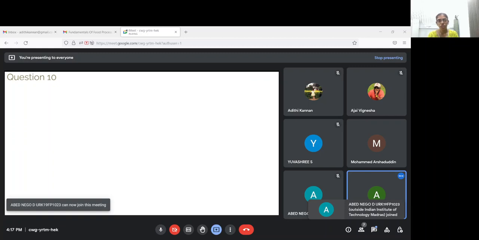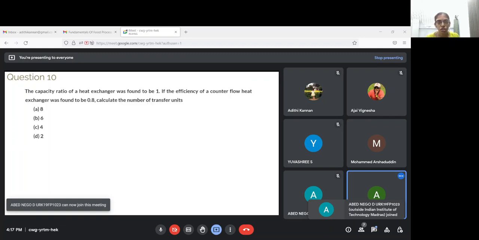Moving on to the last question. The capacity ratio of a heat exchanger was found to be 1. If the efficiency of a counterflow heat exchanger was found to be 0.8, calculate the number of transfer units. So let's go one by one. So what is the capacity ratio of a heat exchanger?